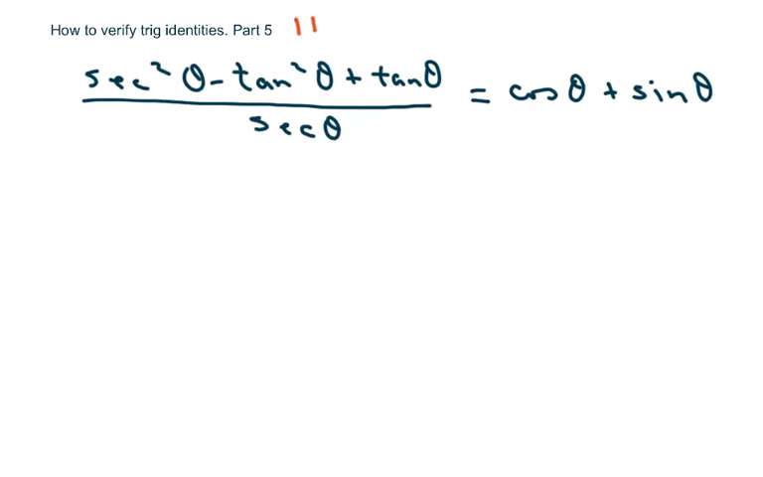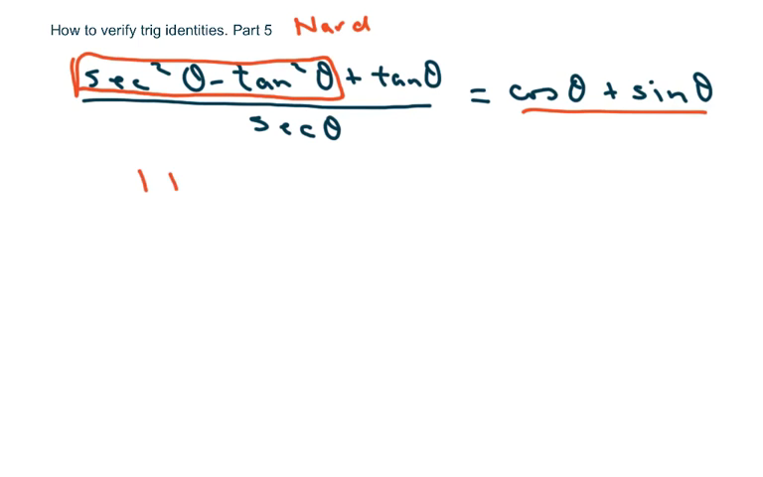These are considered hard because you really have to look at the end result and kind of force it that way. What I noticed first of all on this one is I'm definitely going to work on the left side, but I know that secant squared minus tan squared equals 1 from a Pythagorean identity. So that's what I'm going to write that as 1 plus tan of theta over secant theta.